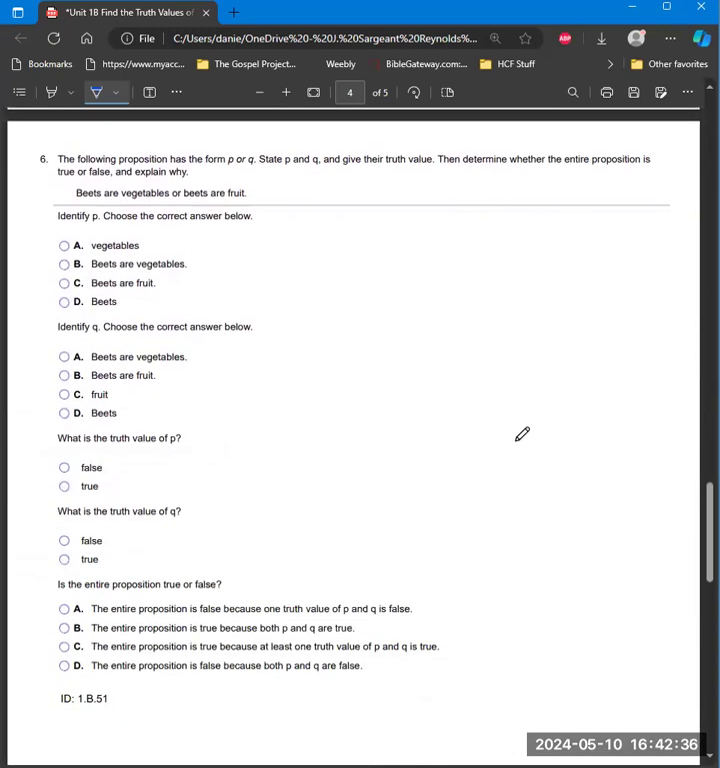And then beets are vegetables, or beets are fruit. This is an or statement. So beets are vegetables, which is true. Beets are fruit, which is false. The entire proposition is true because at least one truth value of P and Q is true. And that's it for this video.